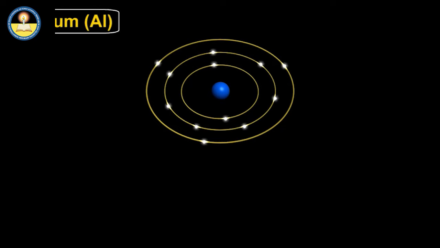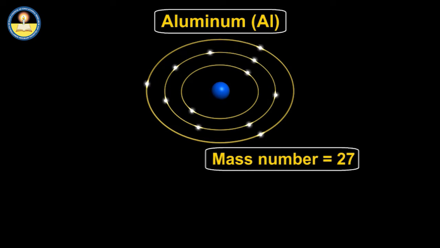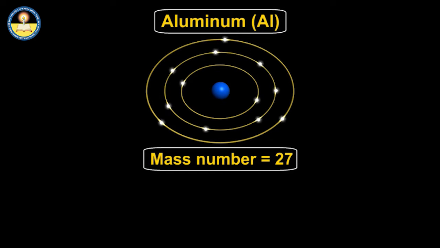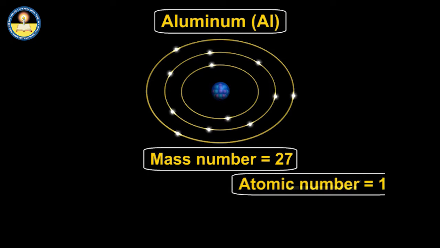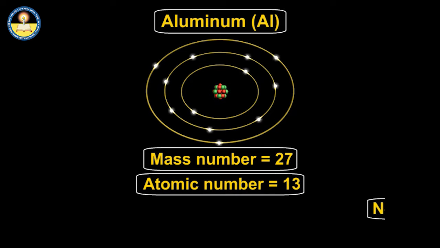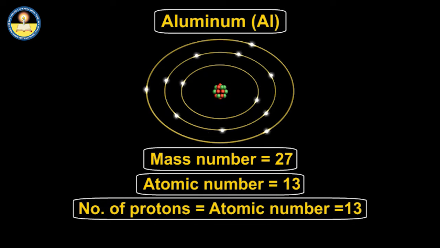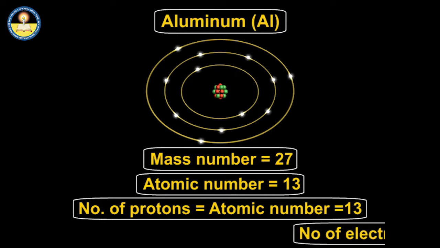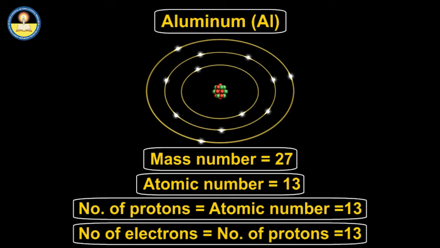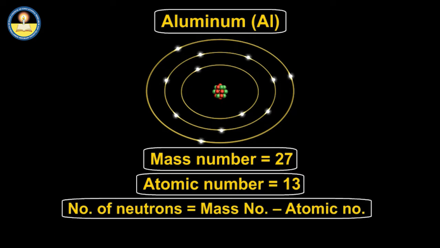For example, the mass number of the element aluminium is 27 and its atomic number is 13. Therefore, number of protons is equal to atomic number, which is equal to 13. Number of electrons is equal to number of protons, which is equal to 13. Number of neutrons is equal to mass number minus atomic number, that is, 27 minus 13, which is equal to 14.